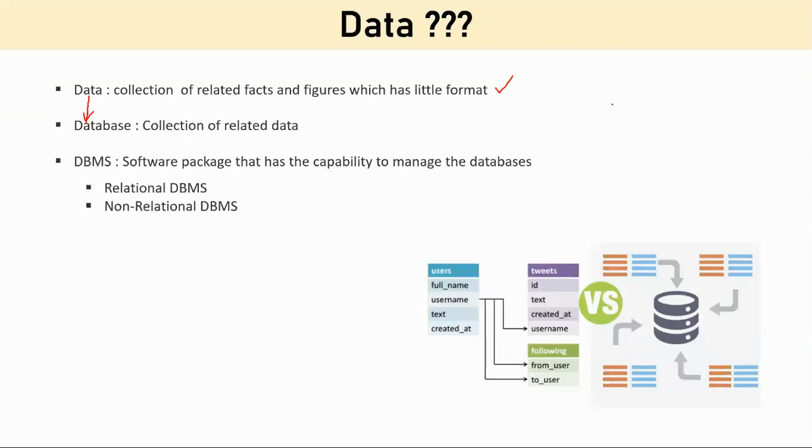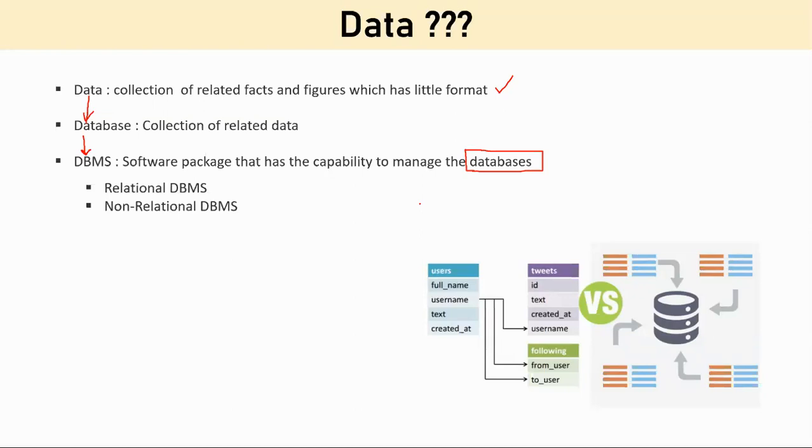And we have one more topic, that is DBMS, Database Management System. A database management system is a software package that has the capability to manage your databases. DB is nothing but database, MS is nothing but management system. It is mainly for managing the databases. There are two types of database management systems, guys. One is relational DBs and one more is non-relational DBs.